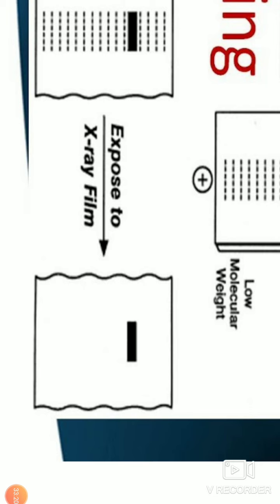After removing the excess probe, it can be detected using autoradiography, which reveals the DNA fragment to which the hybridized probe is bound.